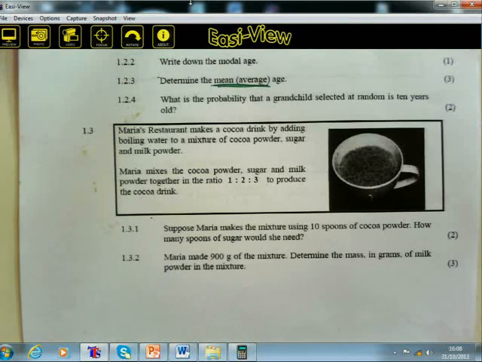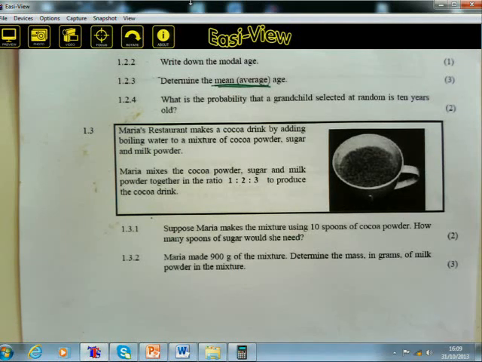Okay, let us look at 1.3.1. Suppose Maria makes the mixture using 10 spoons of cocoa powder. How many spoons of sugar would she need? We go back to our ratio.